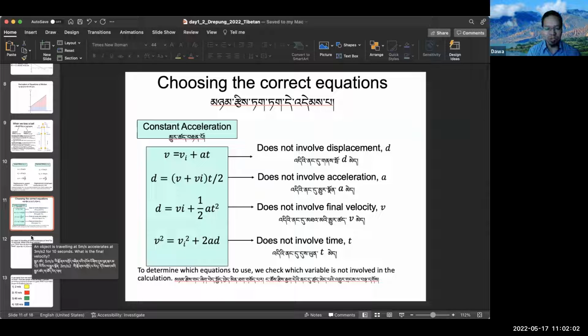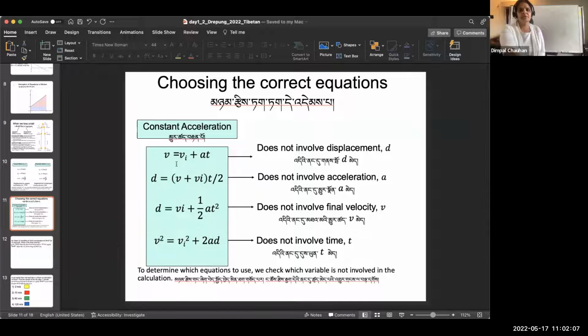So like in the first equation, we have final velocity, initial velocity, acceleration, and time. So displacement is not there. So if this is one example. If you don't have displacement, you just need to calculate any one of these variables. Just use this equation. Similarly for the rest.